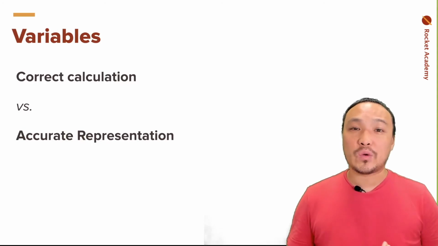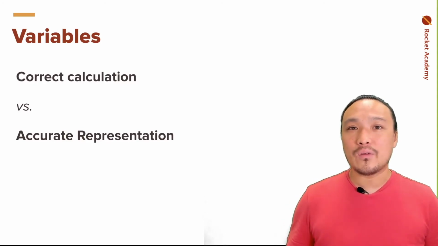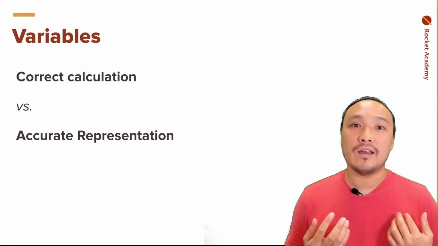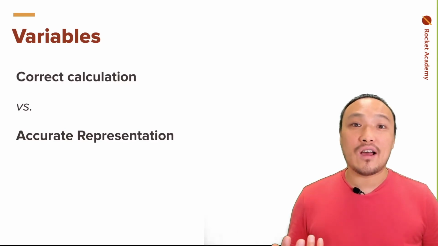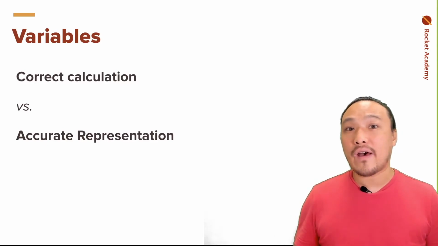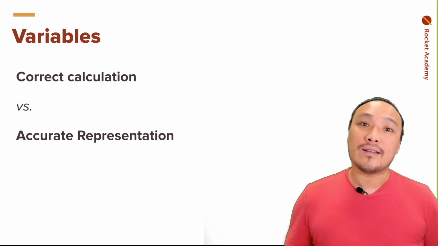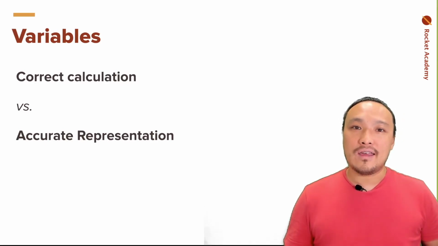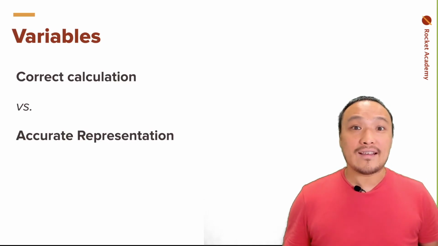As the programs we create become more and more complex, we're going to see that correct calculation is only one aspect of creating a high quality piece of software. Accurate representation of the values in the code, naming the variables well, is just as important as getting the right result.